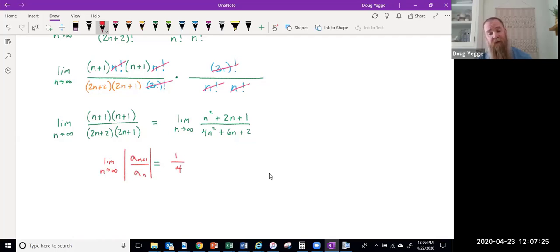Now the boundary for the ratio test is 1. So the question is, is this bigger than 1 or less than 1? And what does it mean? Well, because it's less than 1, that means it behaves like a geometric series where the ratio is 1/4. And if the ratio of a geometric series is 1/4, then I know that the series converges. So therefore, a sub n converges.